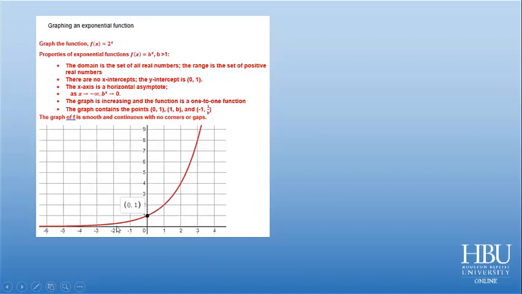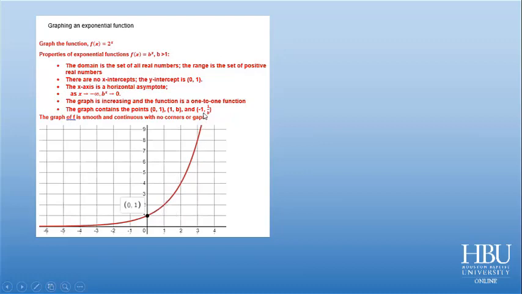The graph is increasing as you move from left to right. It is a one-to-one function. You can see that it passes the horizontal line test. The point (0, 1) is on the graph, as we've said. The point (1, b), in this case, our b is 2, so the point (1, 2) is on the graph.